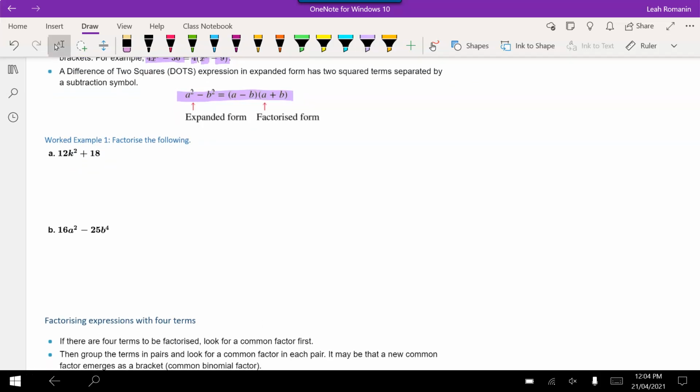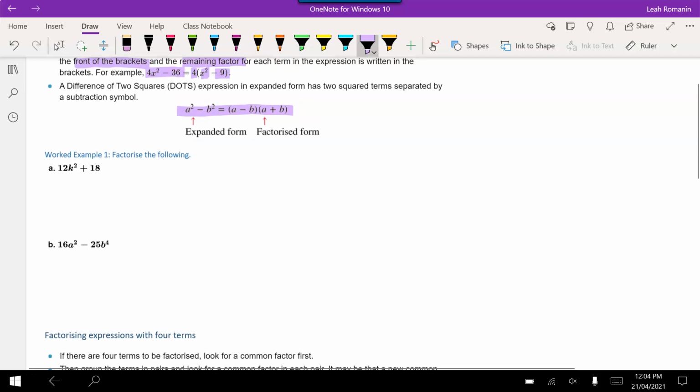So looking at some examples, our first example, we have 12k squared plus 18. Now, it's not a difference of 2 squares. Reason being is that they're not square numbers. So what we're going to do is just take out a common factor.